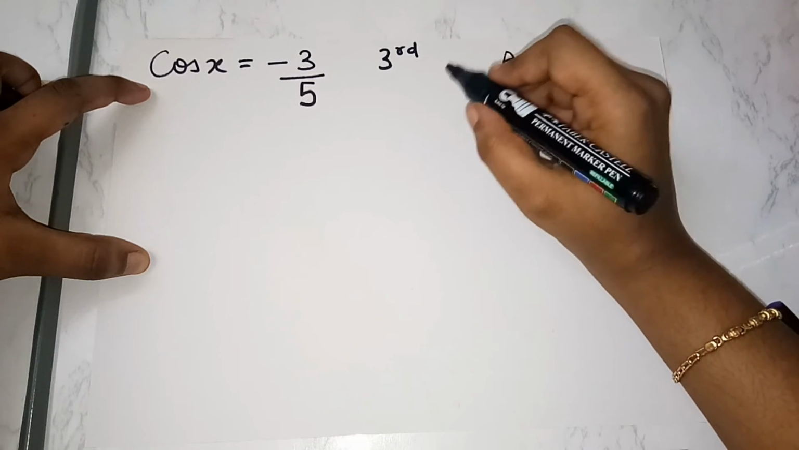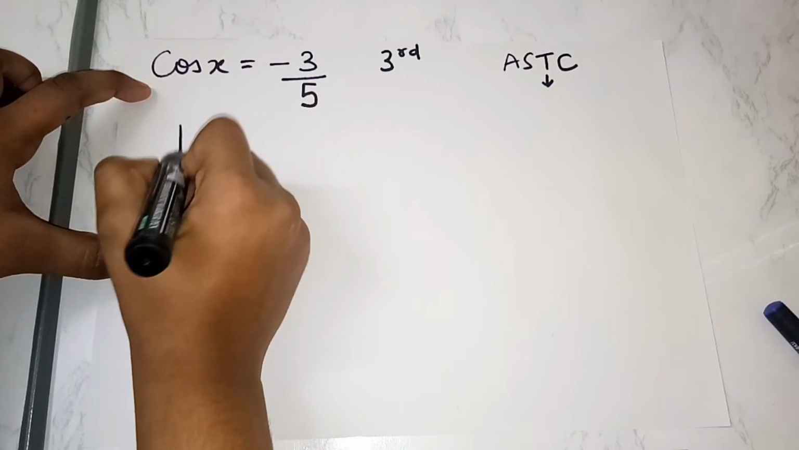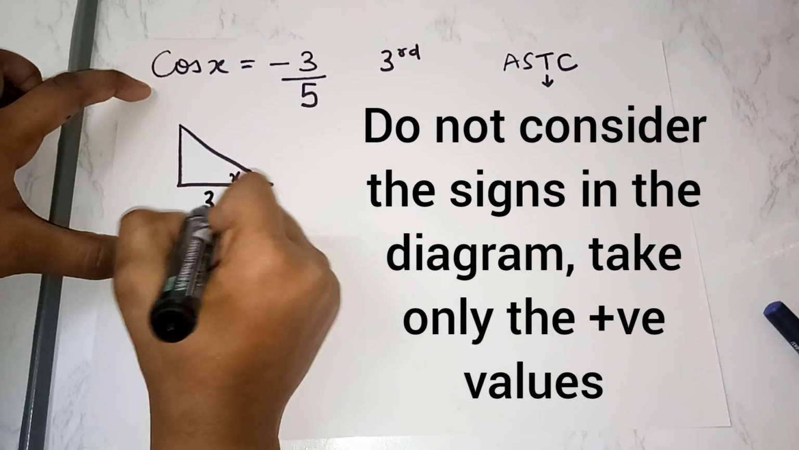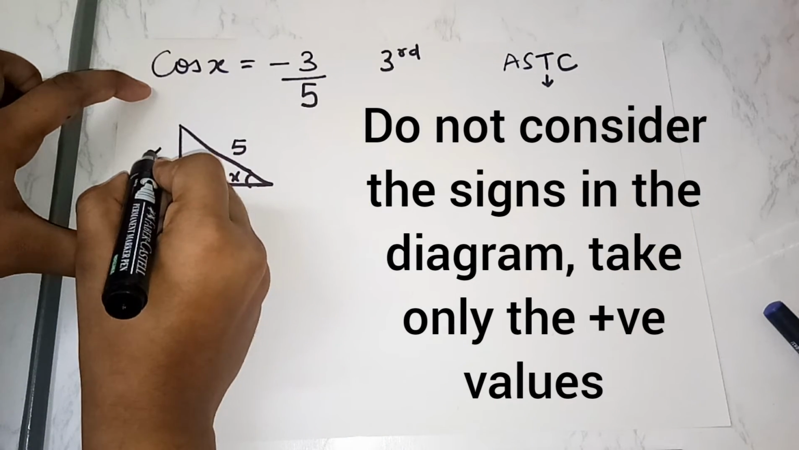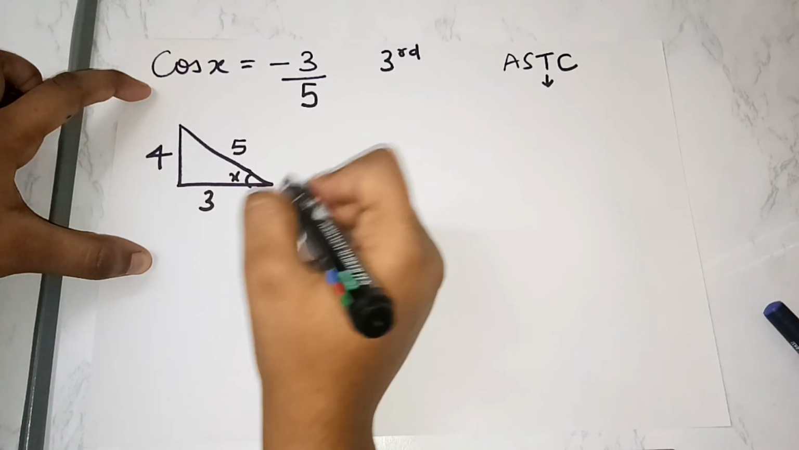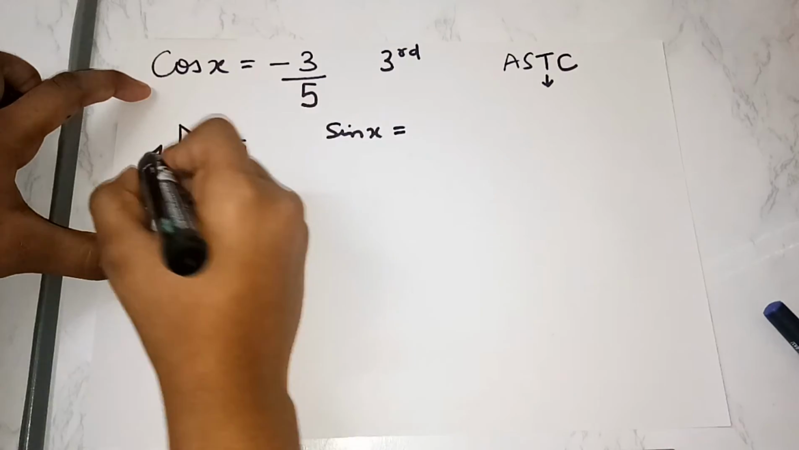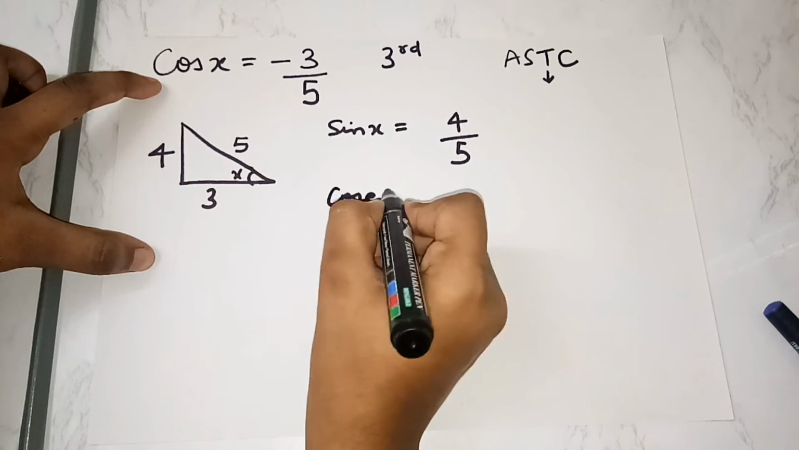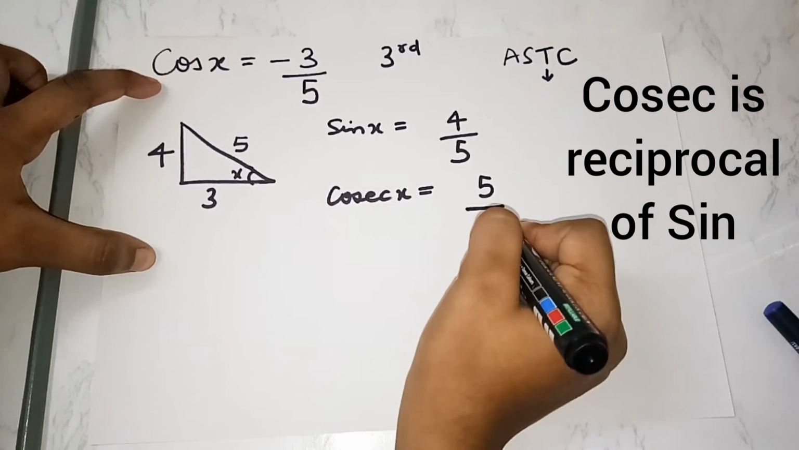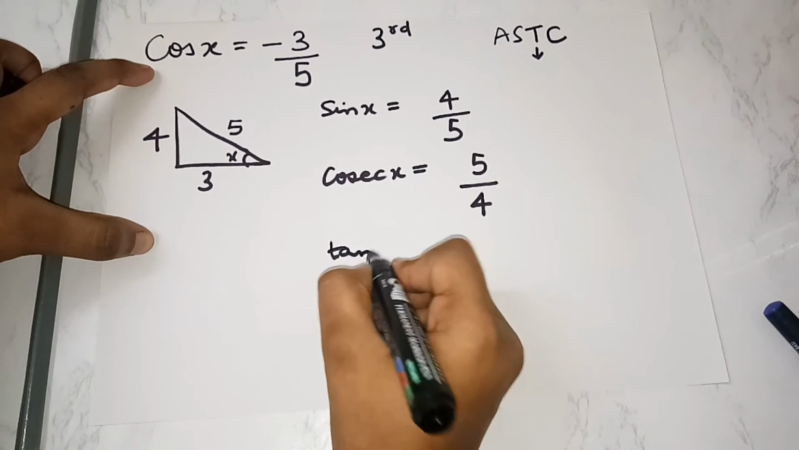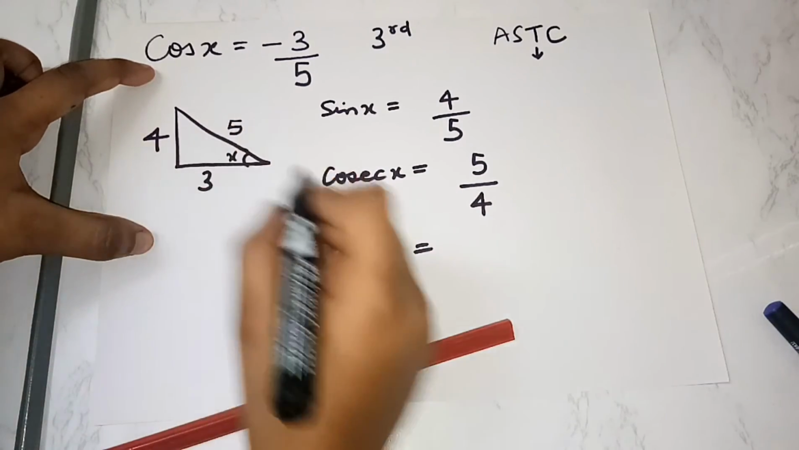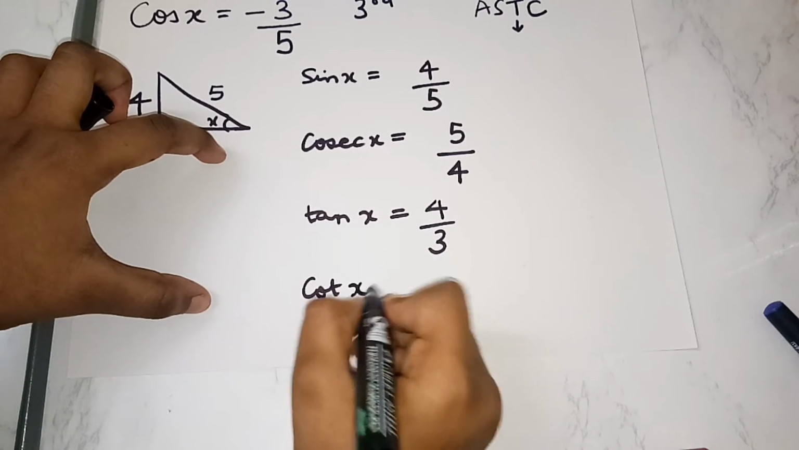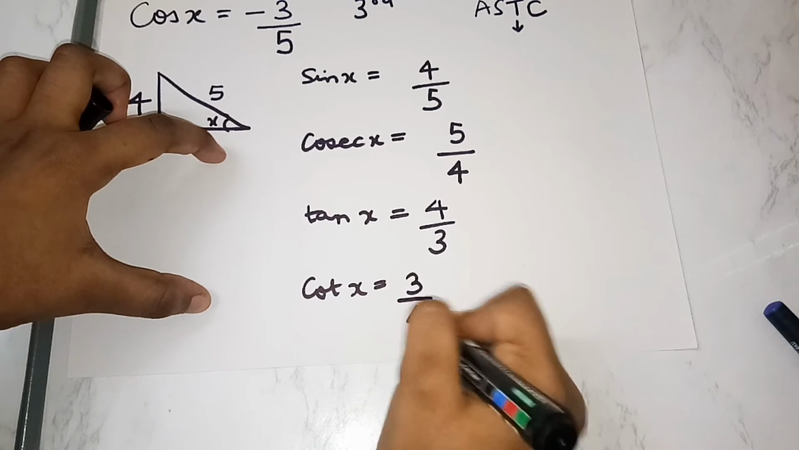So the first step in solving this sum is to use the triangle method and solve the other functions. So cos, we know that it is adjacent by hypotenuse, so this side is going to be 4. From this diagram, we know that sine x is opposite by hypotenuse, 4 by 5. Cos x is already given. Cosecant x is going to be the reciprocal of that, which is 5 by 4. Tan x is going to be opposite by adjacent, which is 4 by 3. And cot x is going to be the reciprocal of tan, which is nothing but 3 by 4.